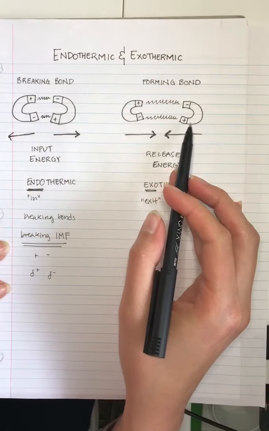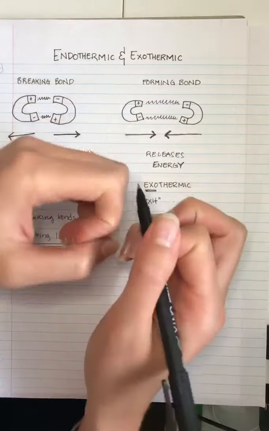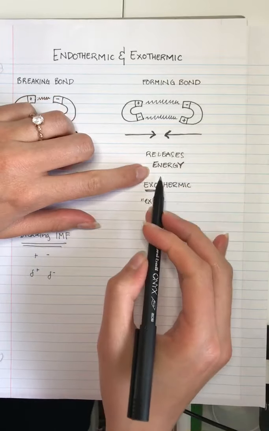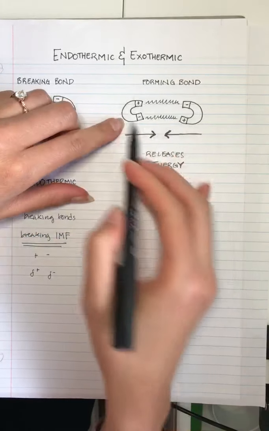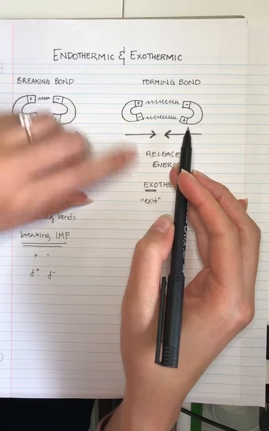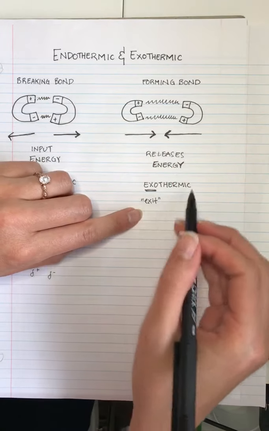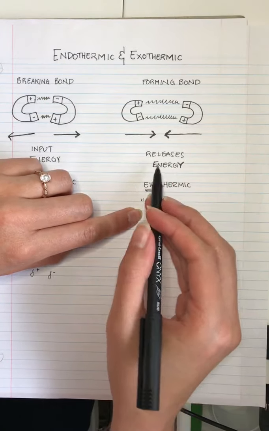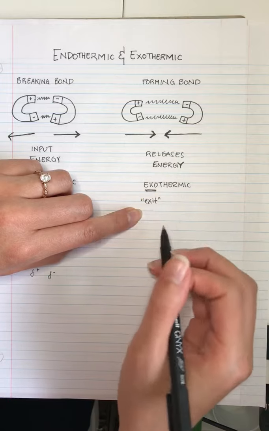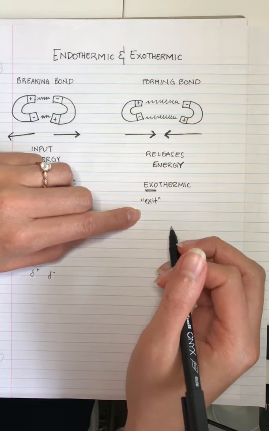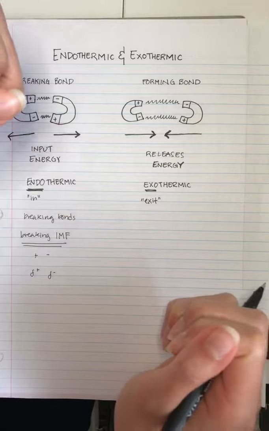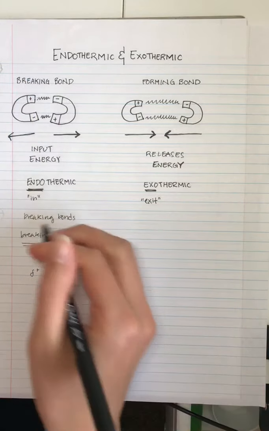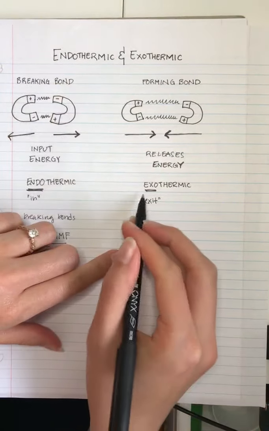Okay, forming a bond, we are putting two things that are attracted together. Well, that releases energy because it's energetically favorable for those two things to come together. Okay, so this is what we'd call exothermic because it's releasing energy. This is the same thing with intermolecular forces as well. If you break an intermolecular bond or force, that would be endothermic. If something's coming together, that would be exothermic.